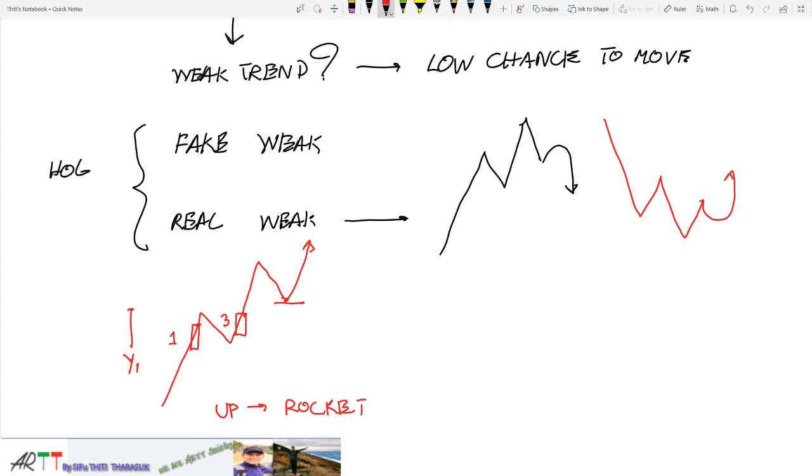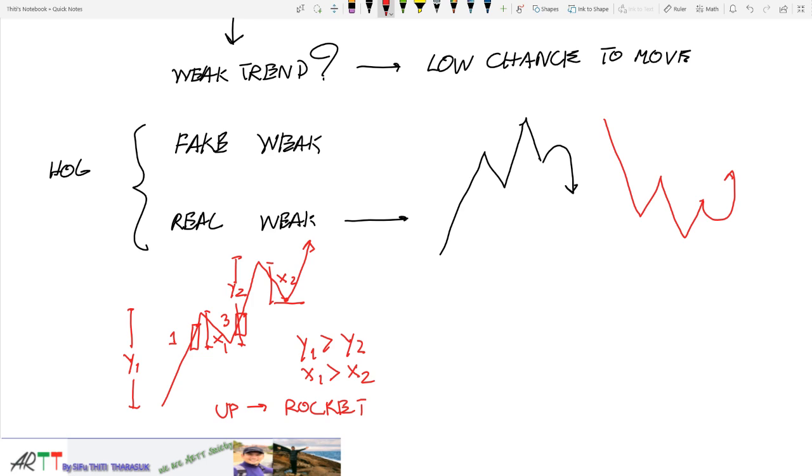Rocket pattern means Y1 and Y2. Y1 should be longer than Y2, and X1 and X2, X1 should also be longer than X2. This is what we call rocket pattern for up.